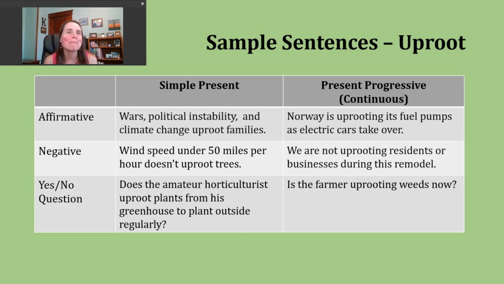Now let's take a look at making a yes or no question in the simple present. To do this, you would want to start with do or does, followed by your subject, and then the base verb. An example of this in a sentence might be, "Does the amateur horticulturist uproot plants from his greenhouse to plant outside regularly?"